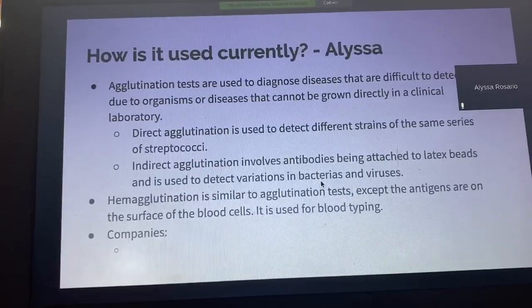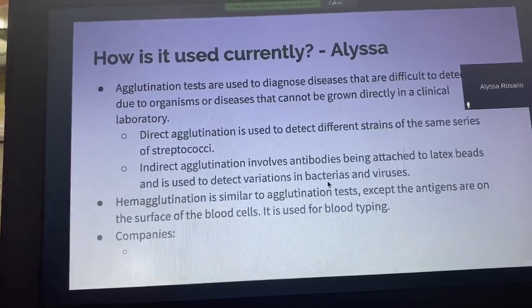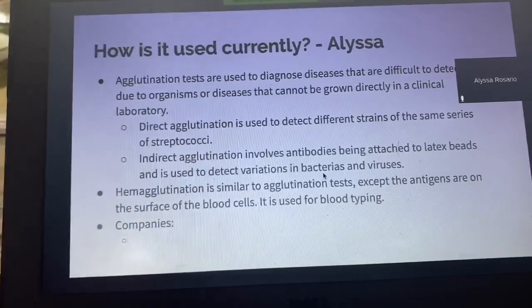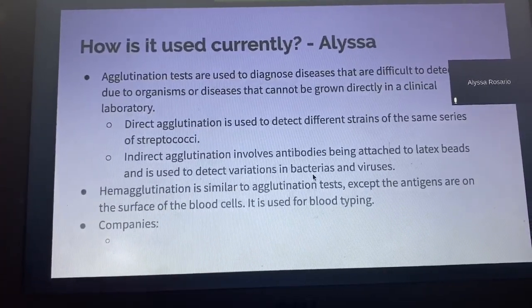And companies that use it, this was a bit difficult to find, but companies such as LabCorp use it when they're doing blood typing.